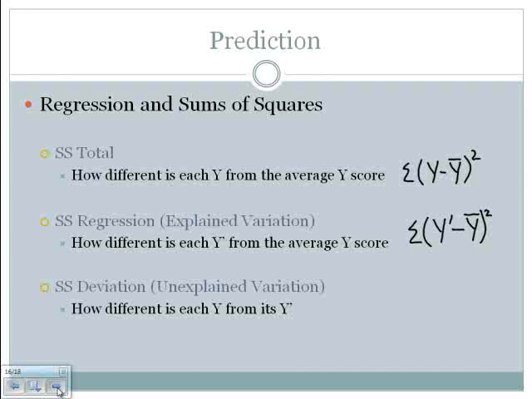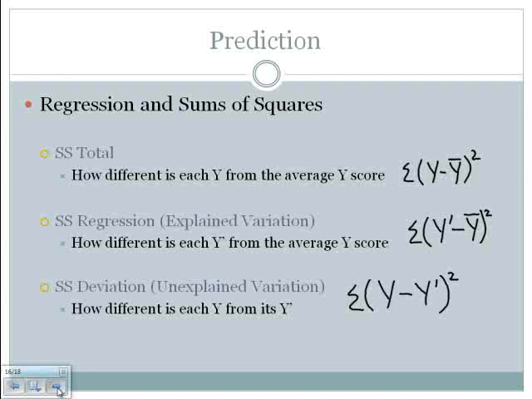All right? And then the last one is sums of squares due to deviation, also known as unexplained variation. By definition, it is how different is each score from its y prime. Another label that you already know for this is error. So look back at those PowerPoints in just a few minutes, but how different is each score from its predicted score? Again, if we squared each of those and summed them up, we would label that unexplained variation.